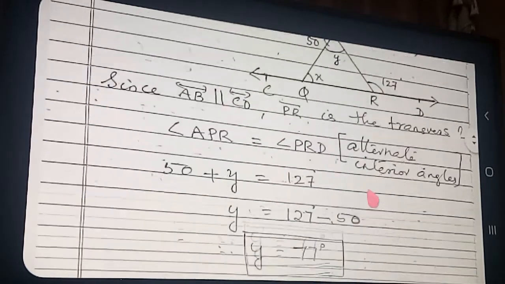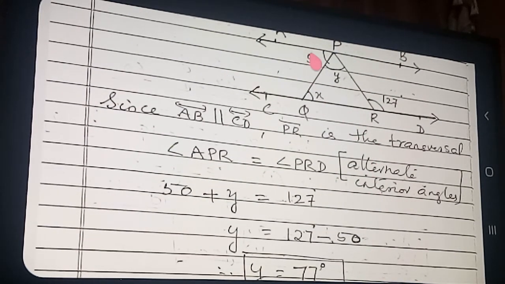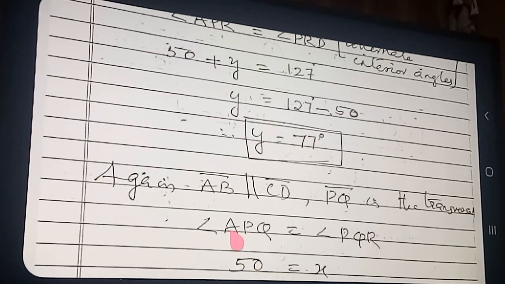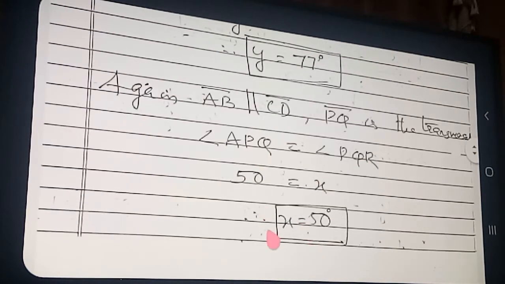See the diagram again once more. APQ is this one and PQR is this one. Okay, APQ and PQR are equal. What is the value of APQ from the diagram? 50. And what is PQR? X. Therefore, what can you say? The value of X is equal to how much? 50. The value of X is equal to how much, got? 50. Go through the sum properly now.